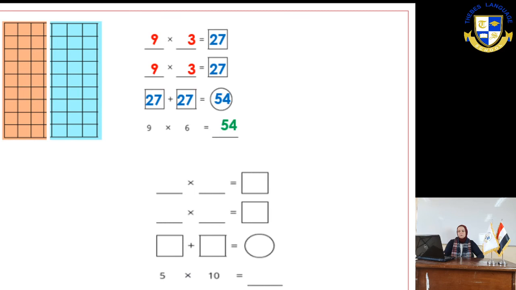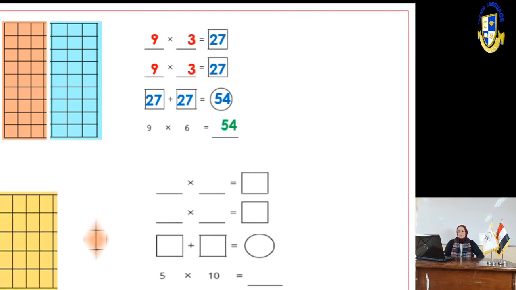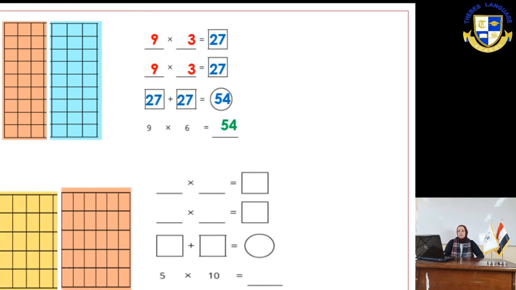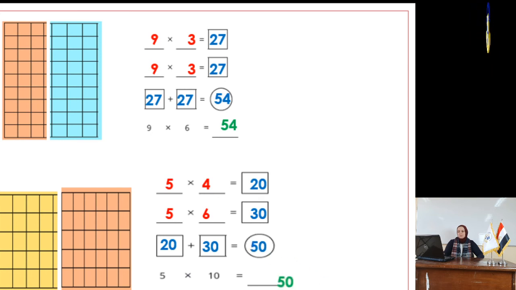Another example. We have another array. Okay, 5 rows and 10 columns. We broke this array into 2 parts. 5 times 4 equals 20. 5 times 6 equals 30. Take both of the answers. 20 plus 30, it will be 50. 5 times 10 equals 50.